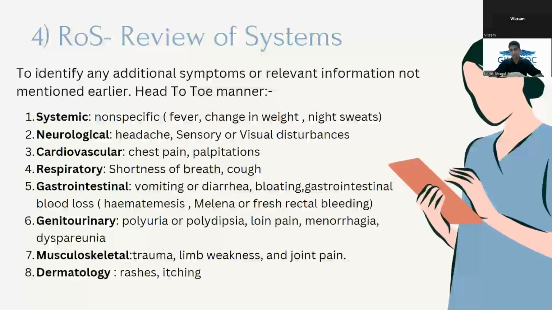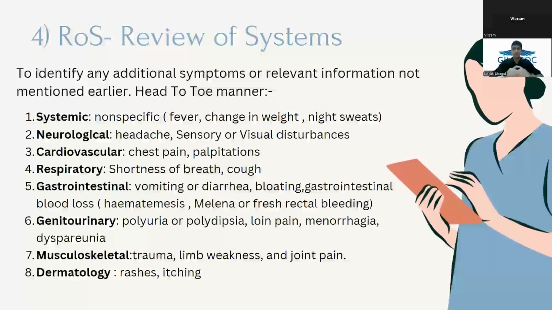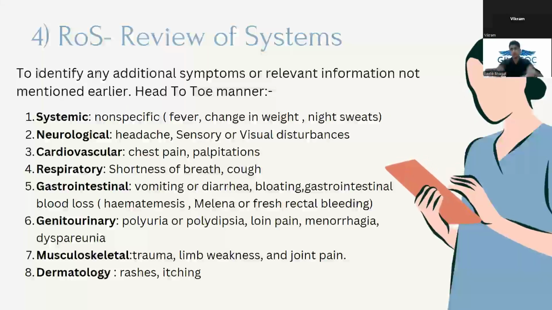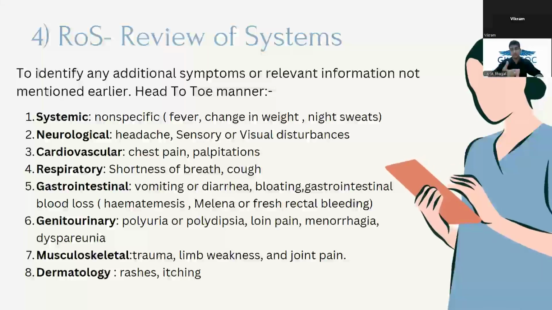You start with systemic. So overall, non-specific: fever, change in weight, night sweats. Very important questions to ask, because usually when you're focusing on a particular system, you forget that certain symptoms can manifest in the entire body. Neurological, yes, we start from the top. Any headache, any sensory or visual disturbances.